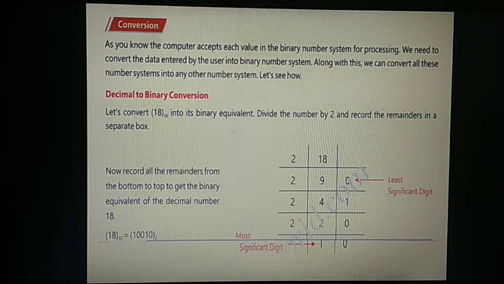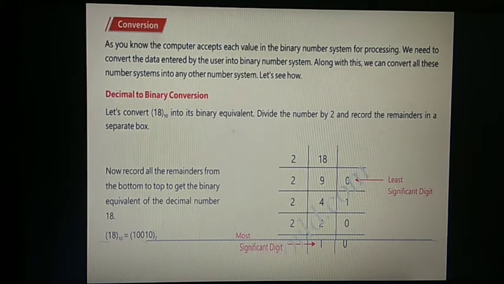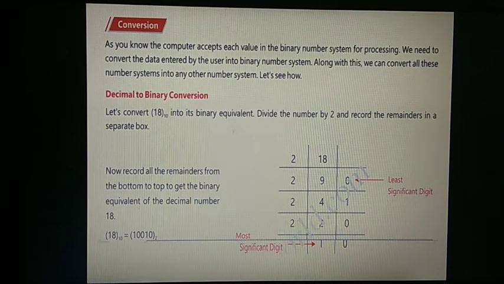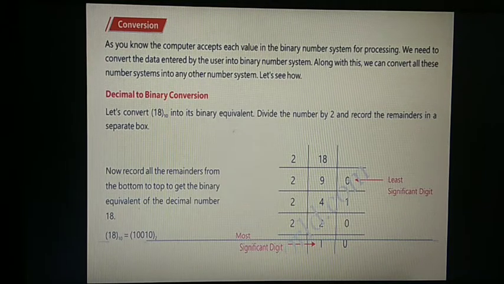The first one we will learn is the decimal number system. Please take a pen or a pencil as well as a rough book in your hand to work with this. Decimal to binary conversion. Now you will learn the first topic, how to convert decimal to binary. I have told you, you must remember the base. You must remember how many digits are used in one number system. You must know this.